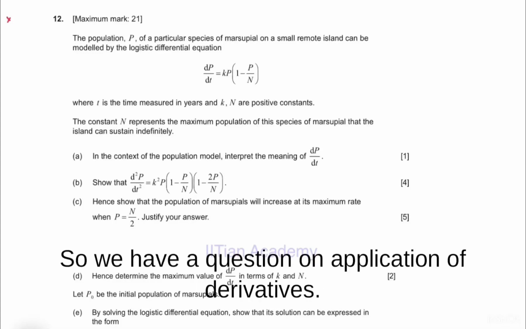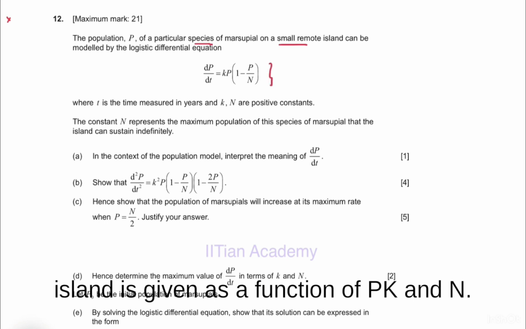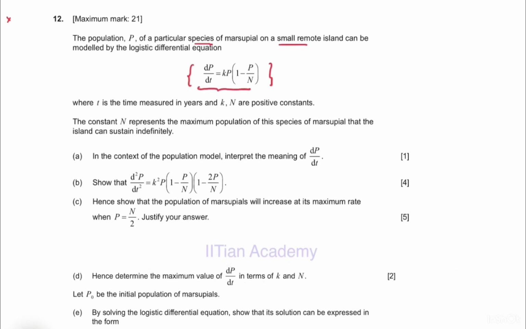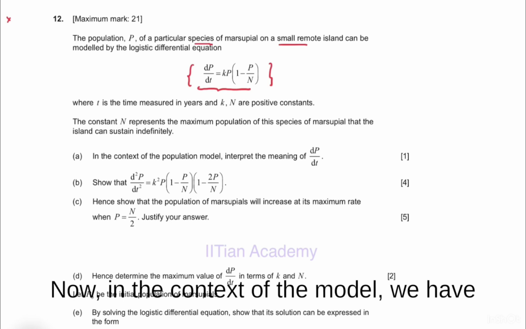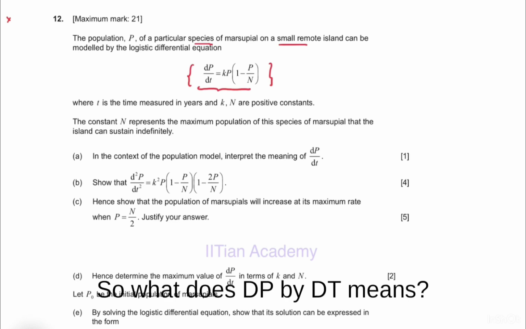Hello friends, so we have a question on application of derivatives. The population P of a particular species on a small remote island is given as a function of P, K and N. And we are given that dP by dt is equal to this. Now, in the context of the model, we have to interpret the meaning of dP by dt. So what does dP by dt mean?